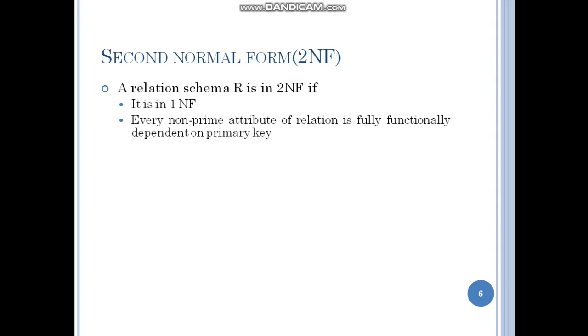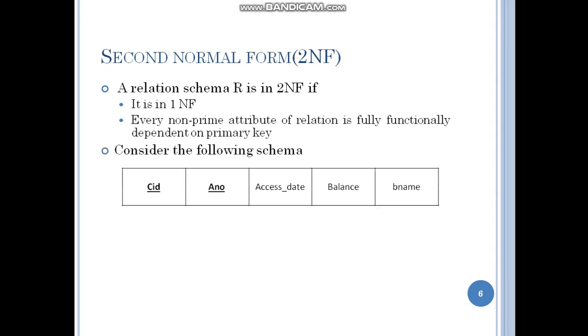Second normal form. A relation schema R is in second normal form if it is in first normal form and if every non-prime attribute of the relation is fully functionally dependent on the primary key. Consider the following schema with attributes customer ID, account number, access date, balance and branch name. Here the primary key is the combination of customer ID and account number. Clearly this schema is in first normal form as there are no composite or multi-valued attributes. Now let us check for the second clause.